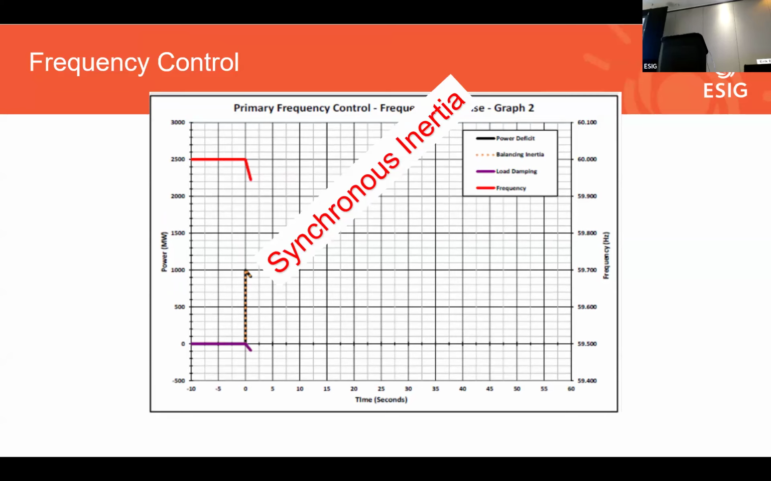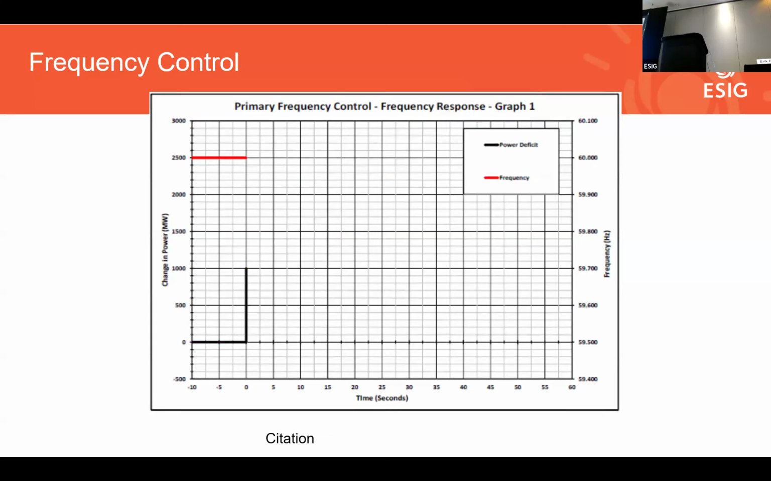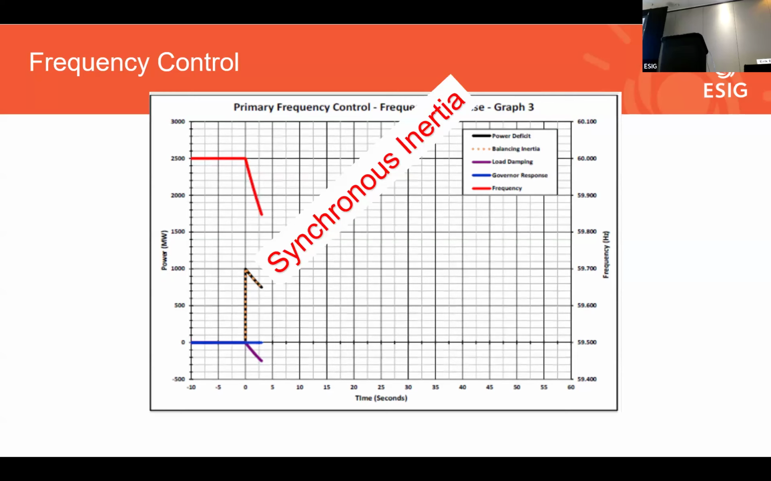So as soon as that event happens at time 0, you start to get a drop in frequency and you get an instant increase of energy from the balancing inertia and a little bit of load damping that starts to happen. So you see what that mechanical power difference is here. So we lost 1,000 megawatts, and frequency starts to decline. That rate of change of frequency is based on the synchronous inertia that's part of that system. So that continues to happen, and you see we're getting a little bit more load damping. That load damping is allowing some of that inertia to back off a little bit.